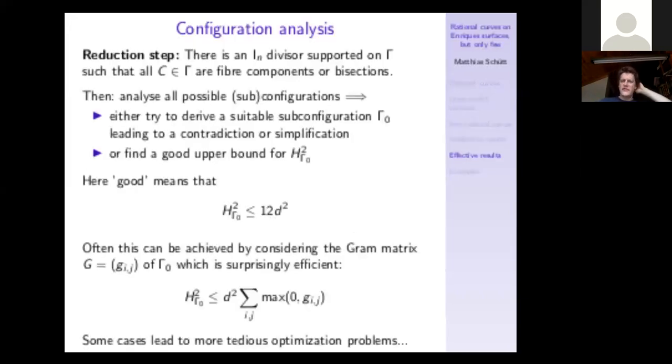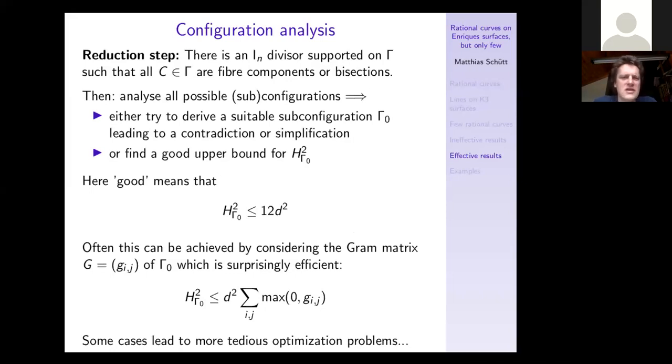Okay, now comes the configuration analysis, and I'll spare you most of the details. The rough idea is first to prove that the divisors are not arbitrary, the singular fibers are not arbitrary, but you can always reduce to the case where there is a 1-n divisor supported on gamma. So this is a multiplicative singular fiber, a cycle of n smooth rational curves, and at the same time, all curves in gamma are either fiber components or bisections. And then you start analyzing possible subconfigurations. It's convenient to distinguish whether there are at most three bisections. It means there are many fiber components, and this is restrictive enough. And the other case is where there are at least four bisections, and then you can show that there's always a 1-3 or 1-4 fiber, and this is then very convenient.